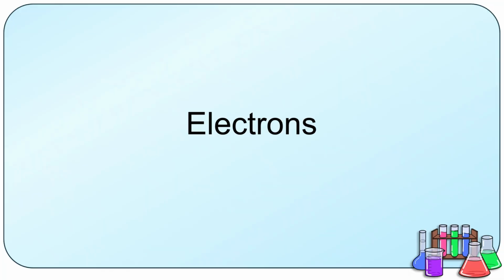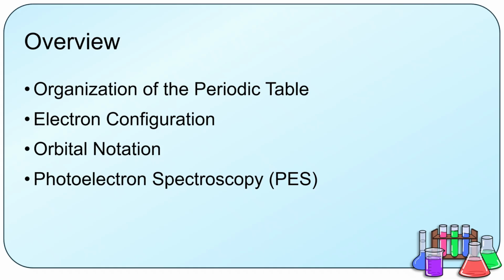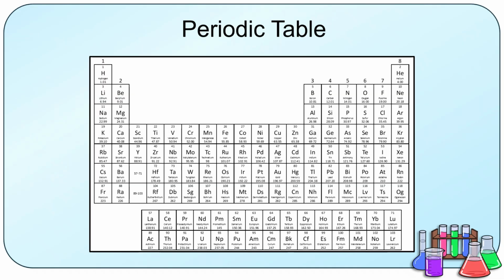amount of time. In this video, let's talk about electrons. We'll go over the organization of the periodic table, electron configuration, orbital notation, and photoelectron spectroscopy, or PES. The periodic table is a chemist's most important tool because it contains a wealth of information about every element. Let's first look at how it's organized.